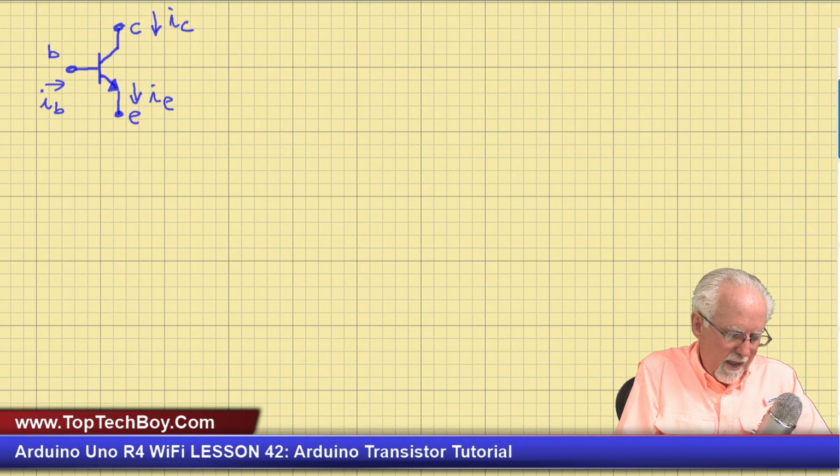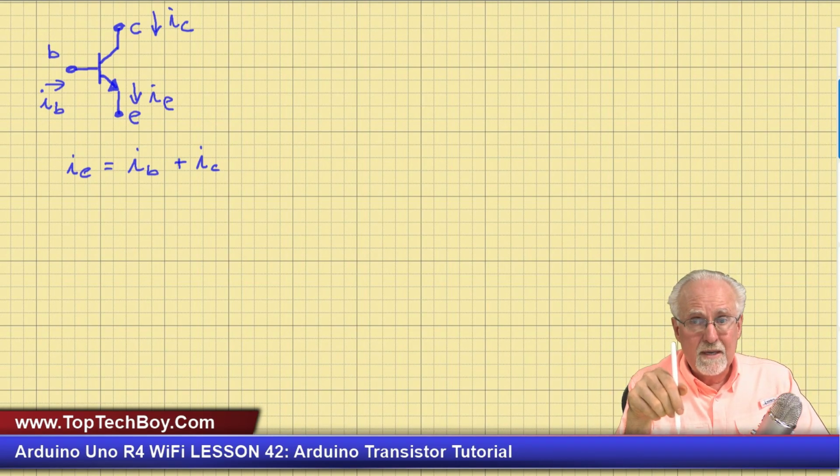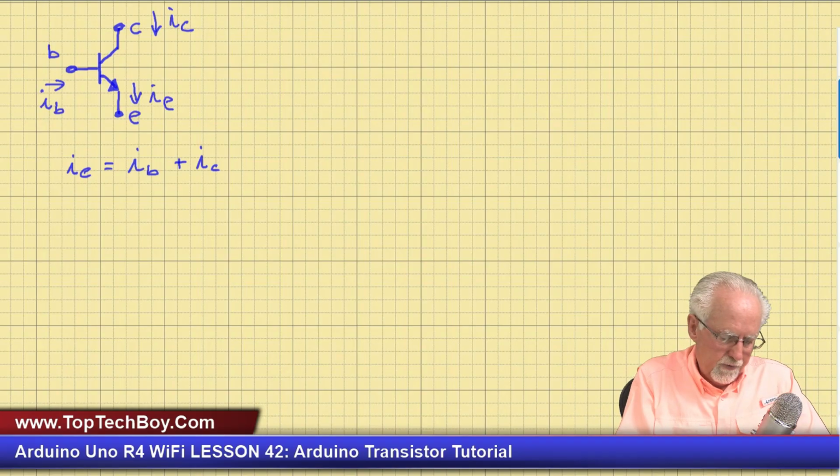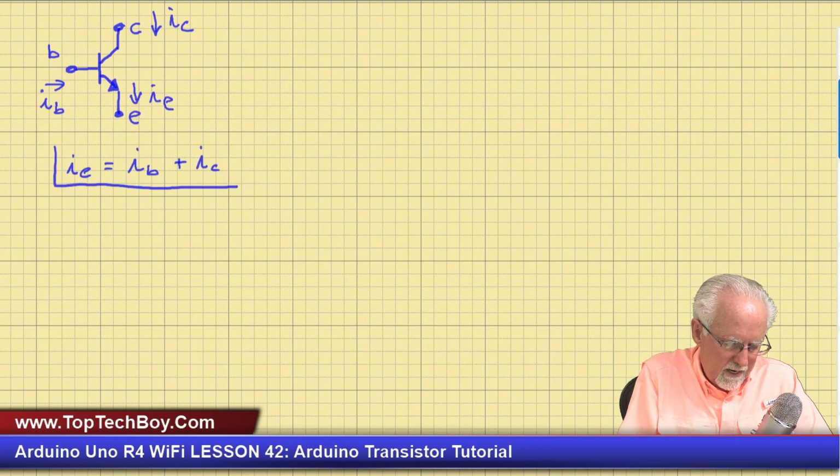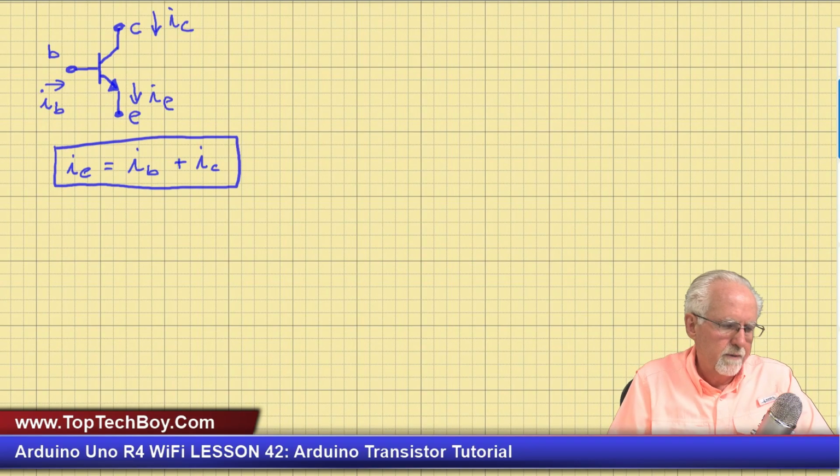And so what do I have? The emitter current, IE, that is coming out of the transistor is equal to the base current that is going in plus the collector current that is going in. So all the current coming in has to equal all the current going out. And so that's how those current levels work.